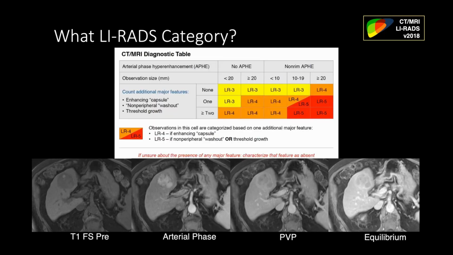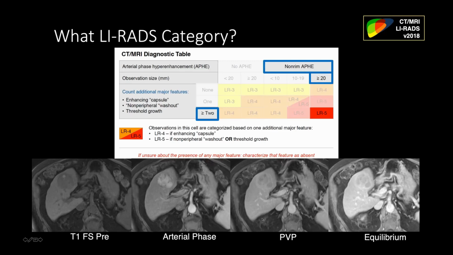Okay, so it did not meet any of the imaging criteria in our initial check, so we ended up again at the CT MRI diagnostic table. We show that there's non-rim arterial phase hyperenhancement, either the entire lesion or in part. And then we see that the observation is greater than 2 centimeters. This one was about 4 or 5 centimeters.